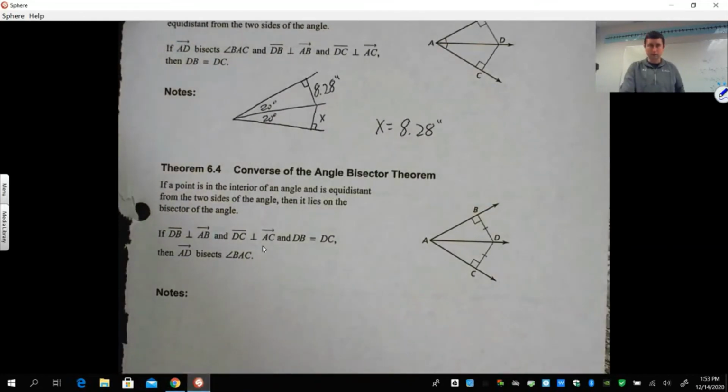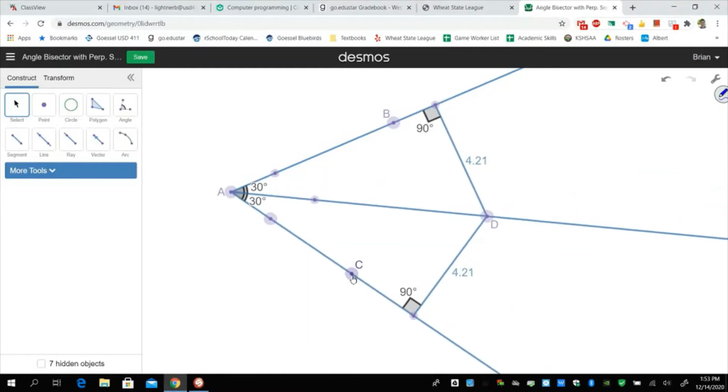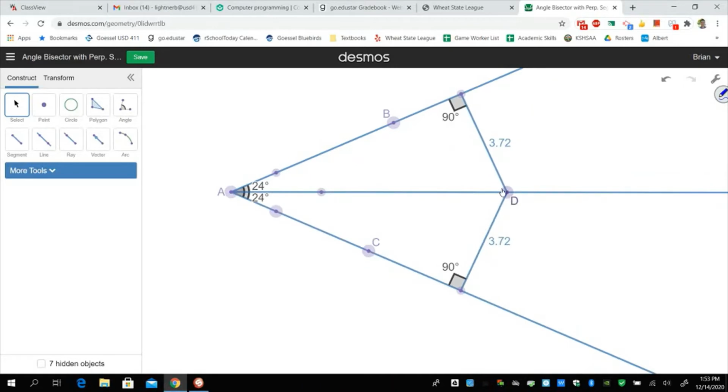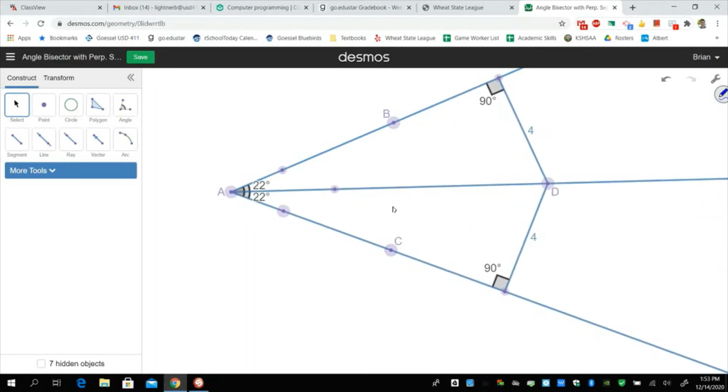So that takes the other direction. If I move this around, let me show you that. You notice this point is always the same distance from the two sides. D is staying the same distance, and this angle is going to change no matter what.